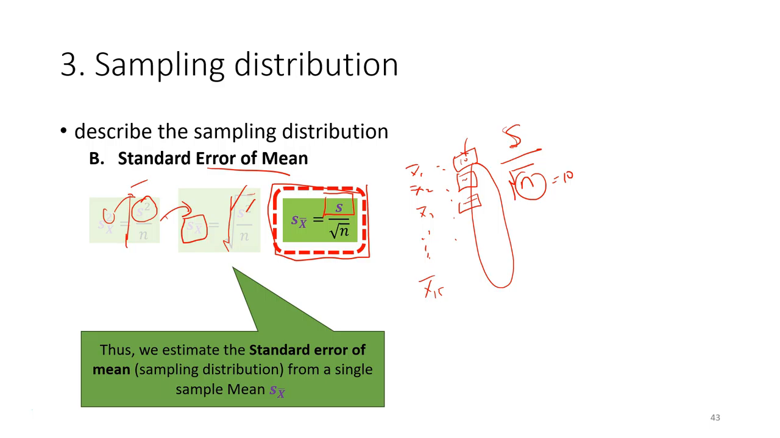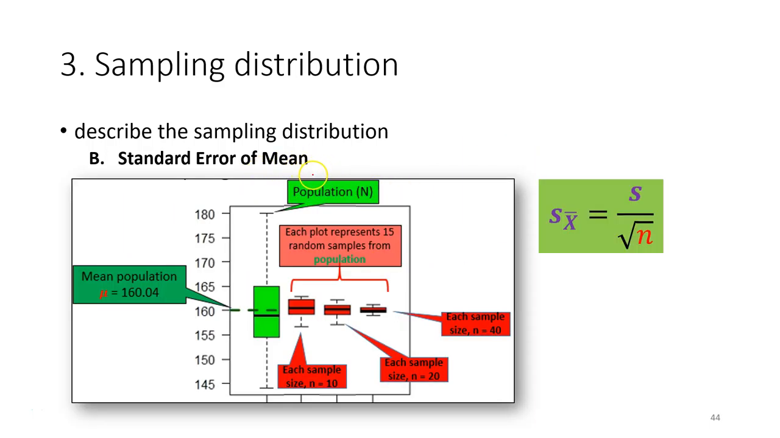You have to remember this, it's very important. It's very important that you know how to calculate the standard error of the mean. As you can see, given the number of samples, the larger your sample size, the smaller the standard error of the mean. If n is 40, the value divided by 40 will be smaller than the value divided by 10, for example. That's the reason why you can see the standard error, the variation of the mean, will be smaller when the sample size is larger.